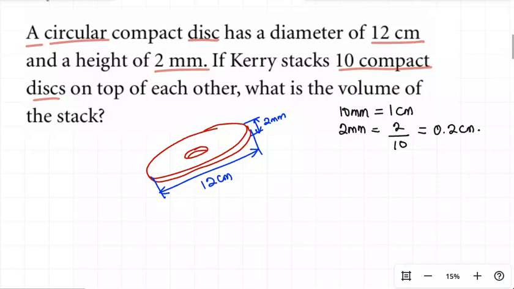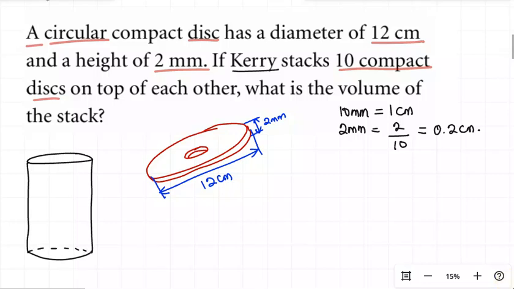Now, we are told that Kerry stacks 10 compact discs, which means if you have this compact disc stacked on each other 10 times, you will end up forming something like a cylinder, just like this. So we assume these are the stacked discs, just till 10. So this is just a random drawing.